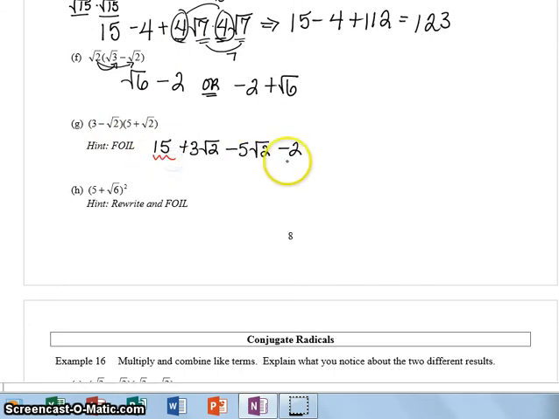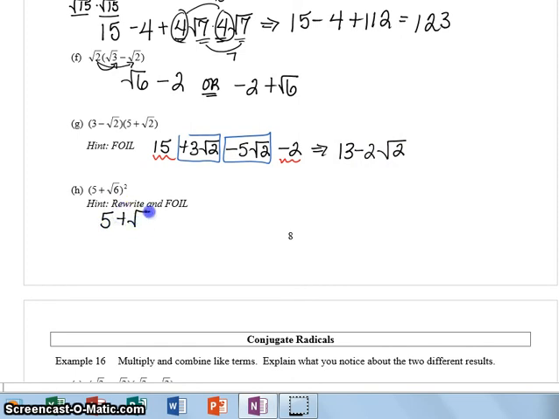Now I can combine like terms. 15 minus 2 is 13. And now I have 3 radical 2 minus 5 radical 2. Remember, you keep and carry the radical 2, but 3 take away 5 is minus 2. So it's 13 minus 2 radical 2.